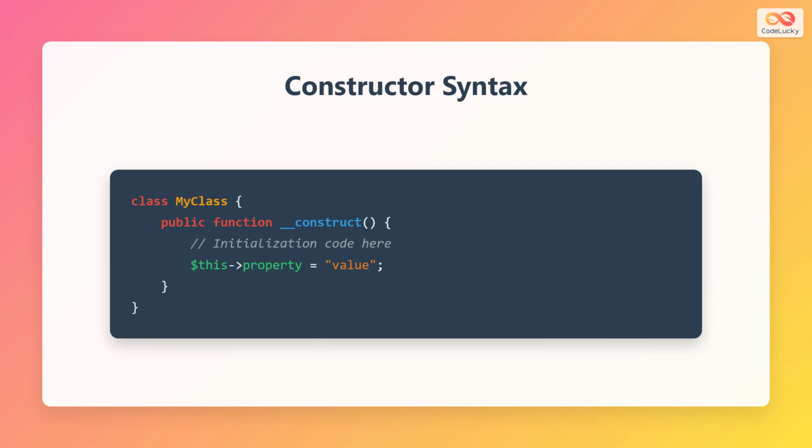Here's how you define a constructor in PHP. You start with the keyword class, followed by the class name, for example, MyClass. Inside the class, you define the constructor using the keywords public function, followed by __construct(), then open curly brace and close curly brace. Inside the curly braces, you write the initialization code for the object. For example, you might set the value of a property using $this->property = value.